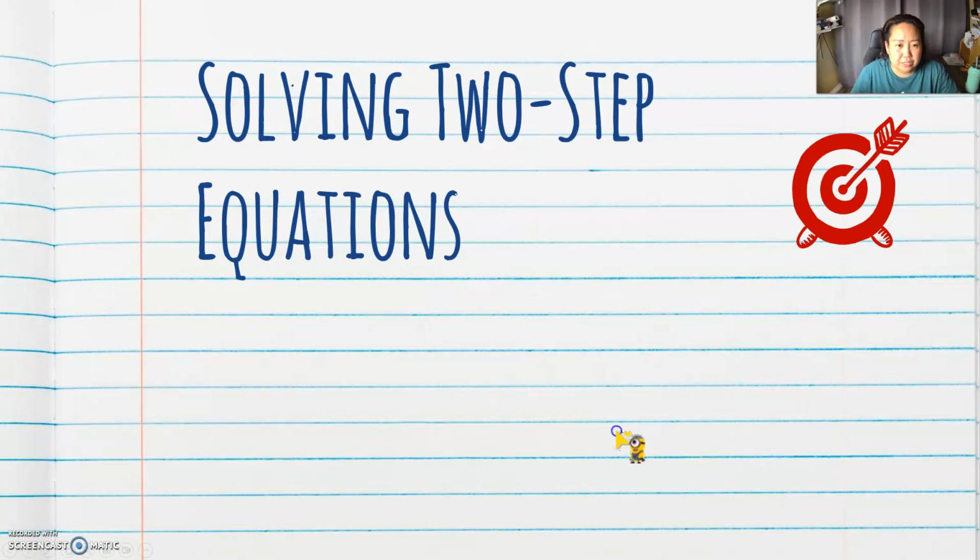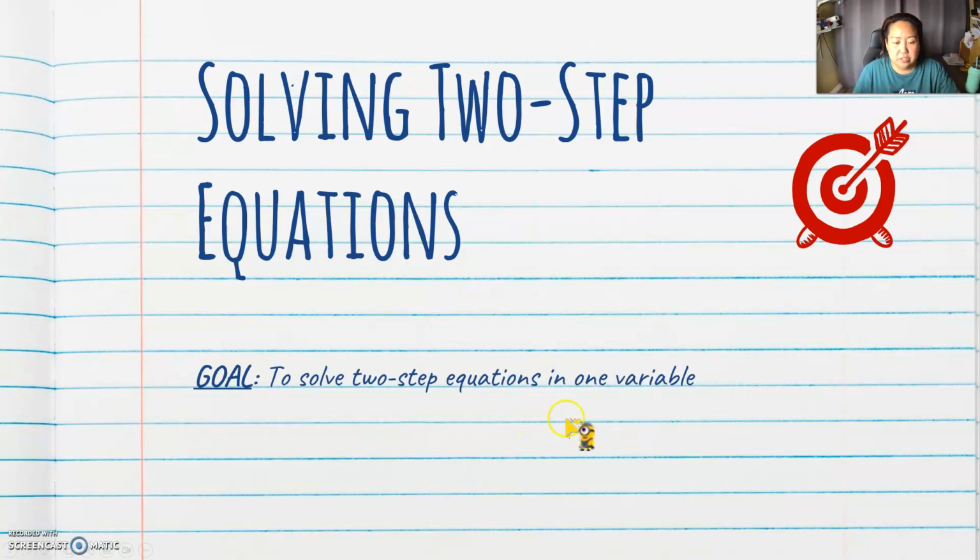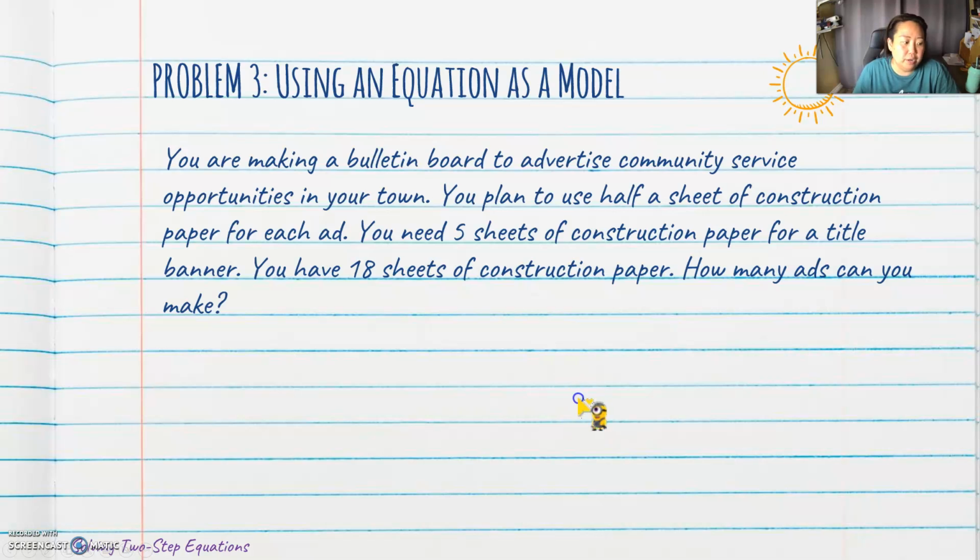All right, continuing our discussion on solving two-step equations. So we are now moving on to our next example. This time we're going to be using equations as models.